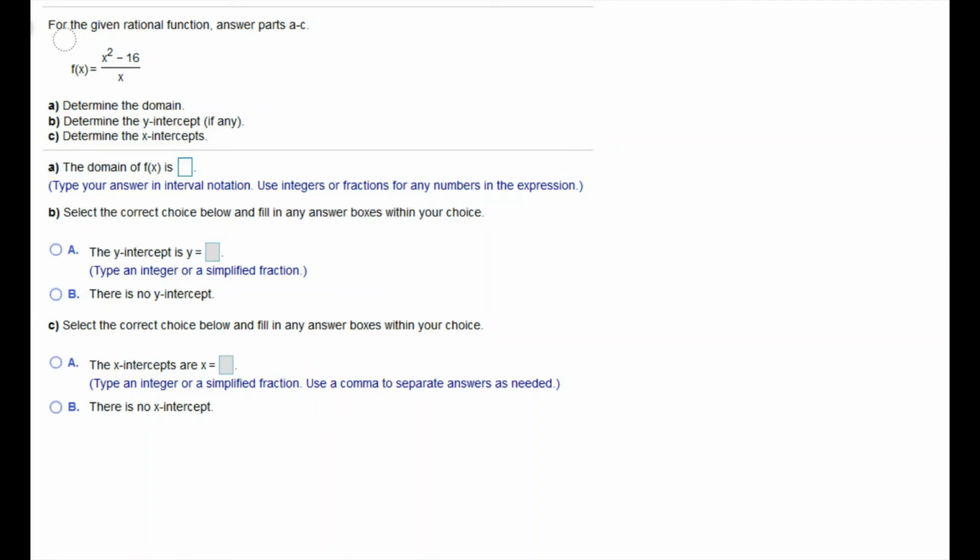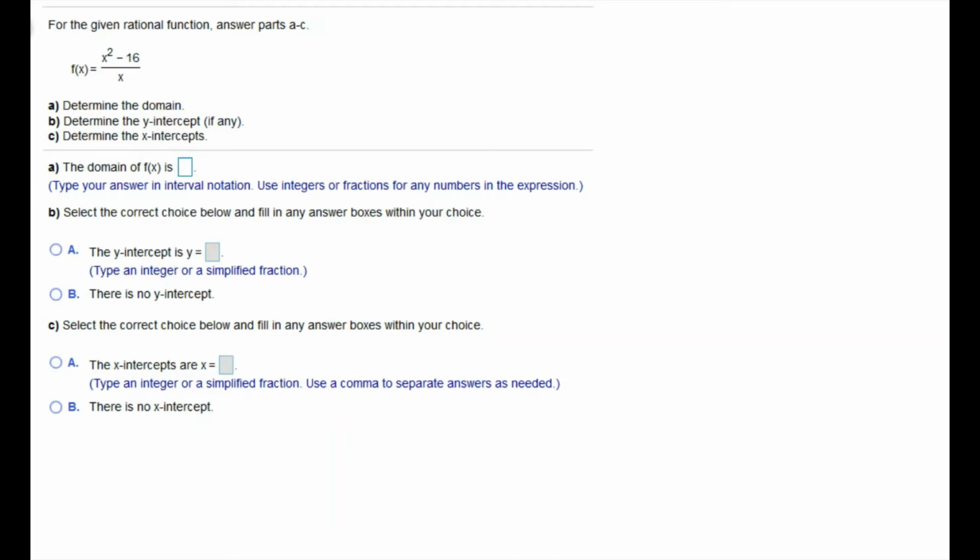The next question says, for the given rational function, follow parts A through C. Our rational function is f of x equals x squared minus 16 over x. We want to find the domain. We want to find any y-intercepts and x-intercepts.